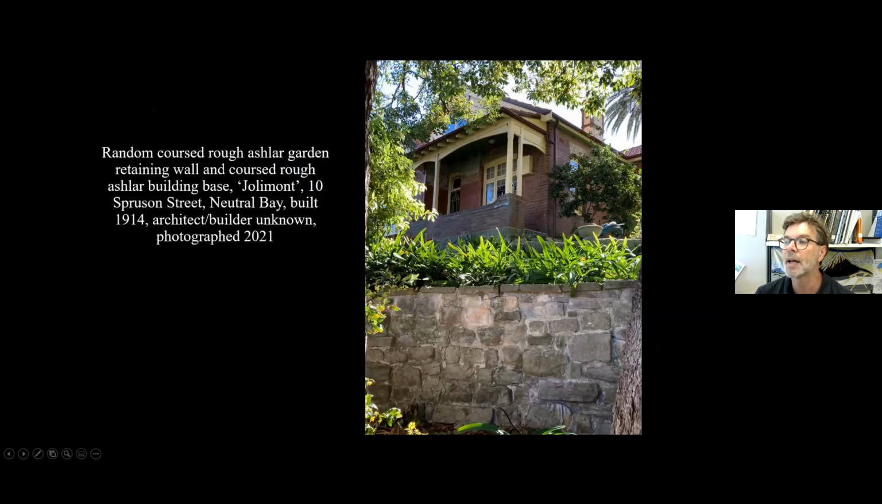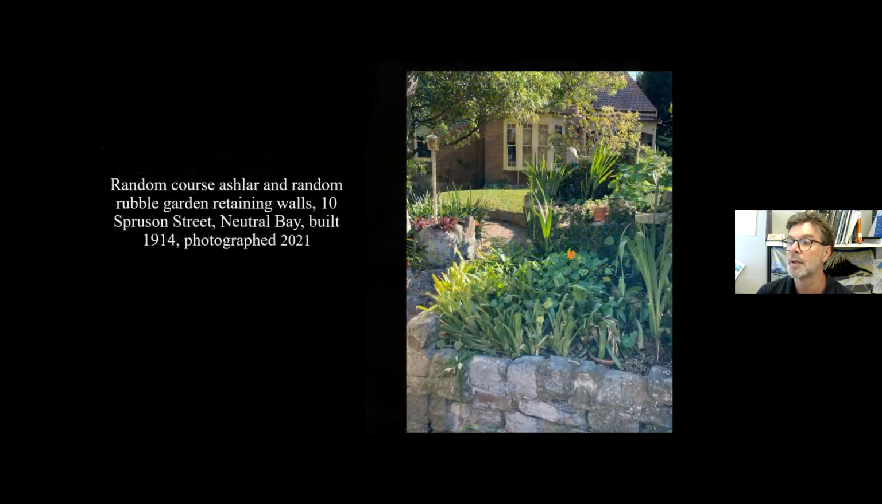But even without architect designed houses, and this is a beautiful but fairly standard builder designed Federation bungalow in Neutral Bay, Spruson Street. You can see a retaining wall in the garden, and that would be contemporary with the house. And you can see sandstone on the base of the house there. Again, this is a random coarse wall, but all cut stone, not just lumps of stone found around the place. It's all been shaped. And that's the same house there.